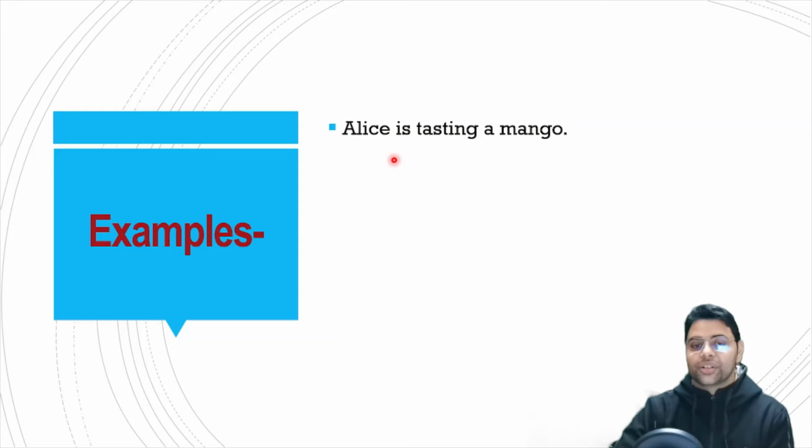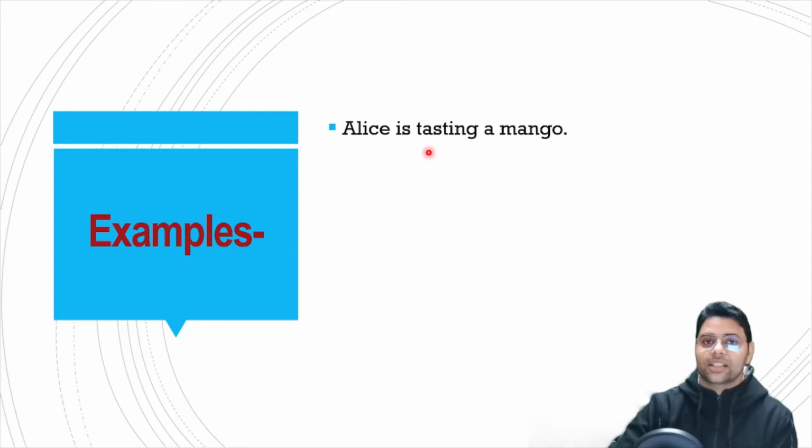mango. So in this sense, when we taste something, when we put something in our mouth and we have the flavor of something, in this sense the verb is progressive and the sentence is correct because a progressive verb can be expressed in continuous tense.